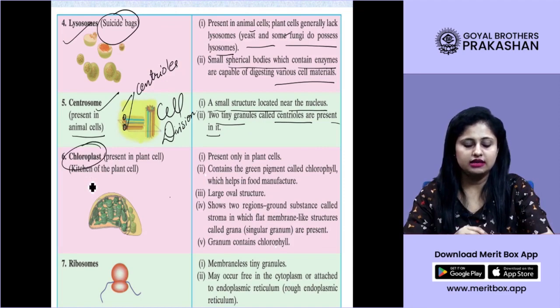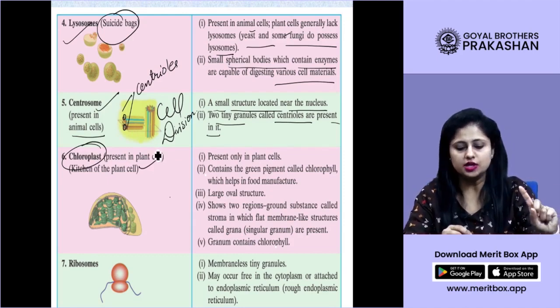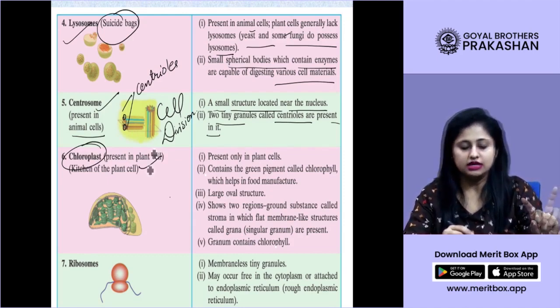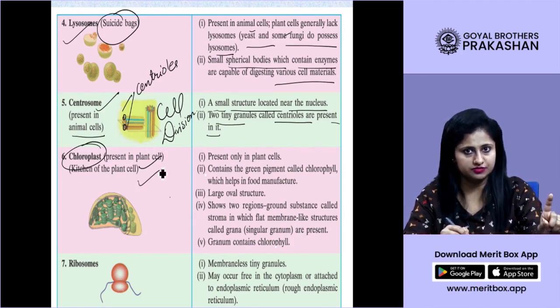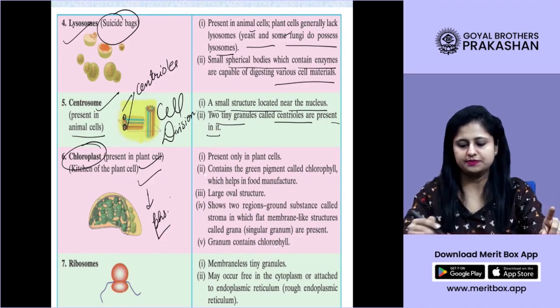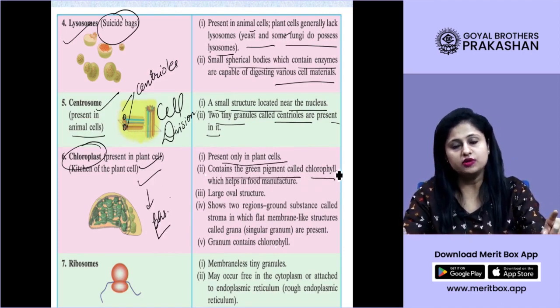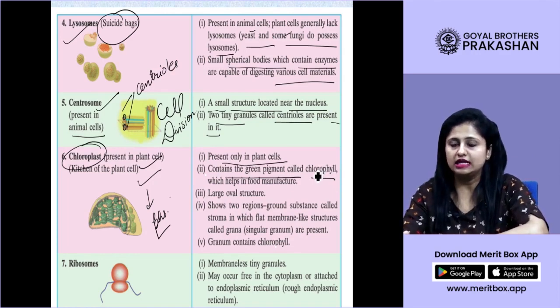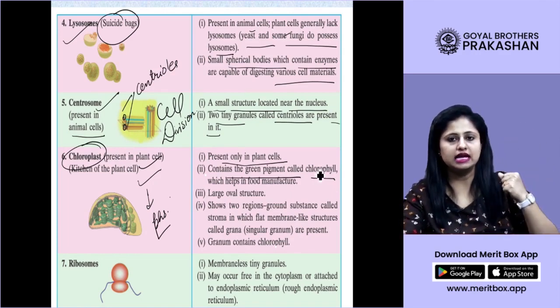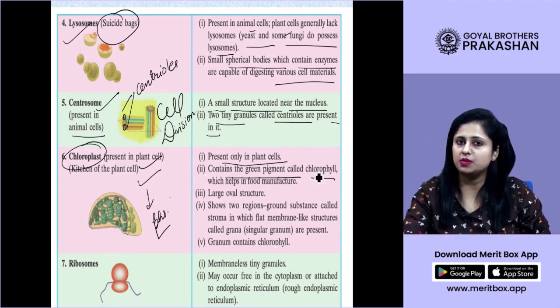Next type of cell organelle is known as the chloroplast. Chloroplast is present in the plant cell. Only in the plant cell. It is not present in the animal cells, and it is known as the kitchen house of the cell because it helps in the process of photosynthesis to take place. So, it is written here that it is present only in the plant cells, contains the green pigment called chlorophyll. So, therefore, this green pigment chlorophyll helps to trap the sunlight and helps in the process of photosynthesis, that is the process in which the plant prepares their own food.